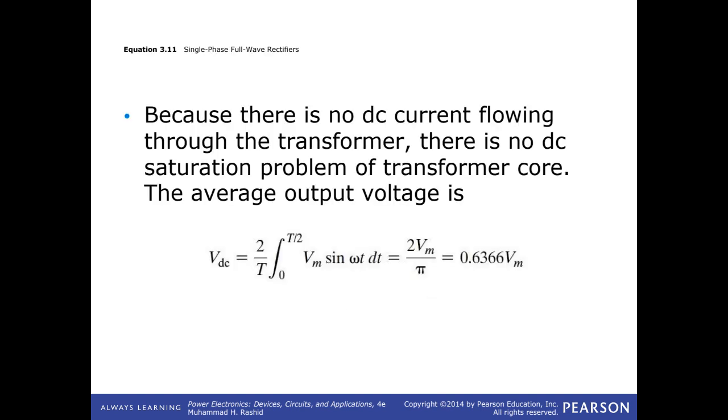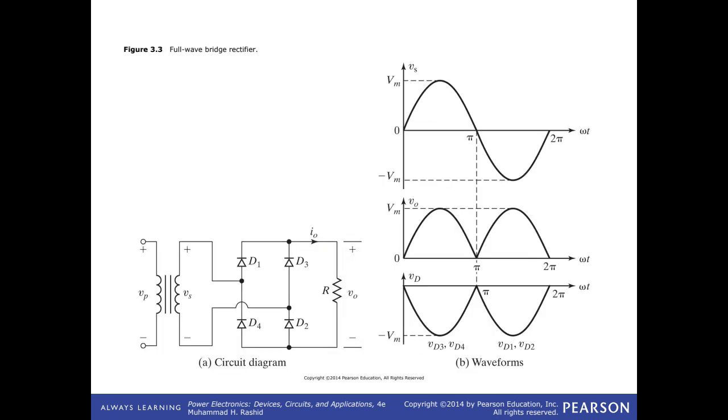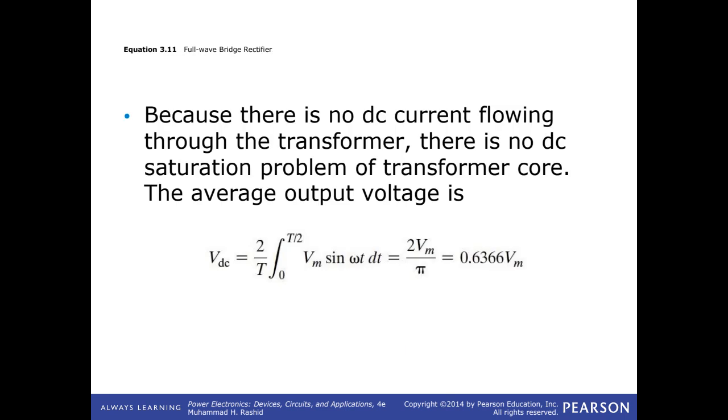We already calculated this, 2 over pi Vm. The bridge also, we calculated the average voltage, and also we have seen that the voltage of each diode when the diode was open is equal to the supply voltage peak value. But average value was 2 over pi Vm. 2 over pi Vm. Okay.